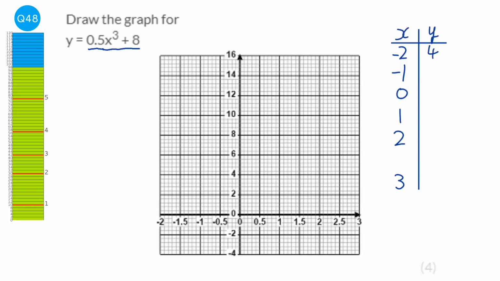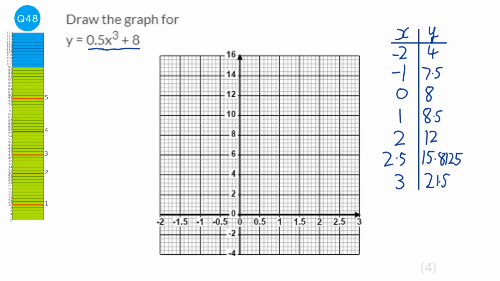I do the same with minus 1, that gives me 7.5. 0 gives me 8. 1 gives me 8.5. 2 will give me 12. 3 will give me 21.5. The reason I've left a space there is this axis doesn't go up to 21.5. So what I'm going to do is just do 2.5 to see if it goes up to that, and that should be 15.8125.